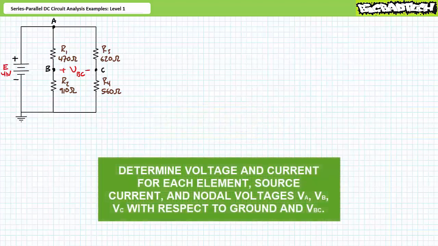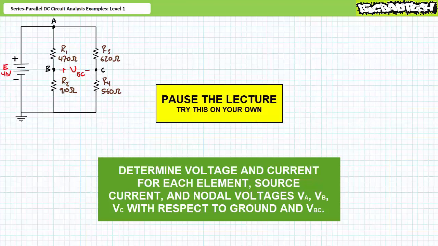For our first illustrated example, we're being asked to solve for the voltage drop across each resistor in the system, and the current through each resistor. Additionally, we're being asked to solve for VA with respect to ground, VB with respect to ground, and VC with respect to ground. Finally, we're being asked to solve for the voltage VBC. By all means, pause the lecture and try this on your own. If you're tracking, you should have obtained the following results.